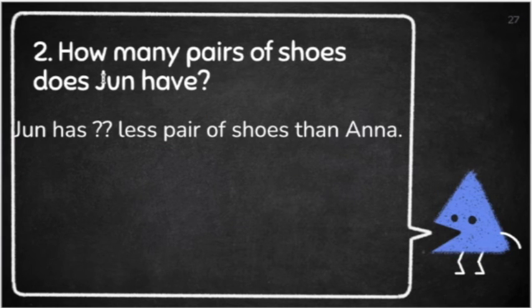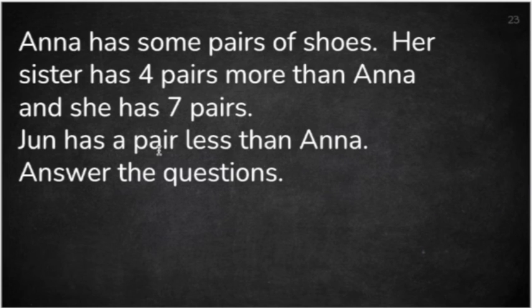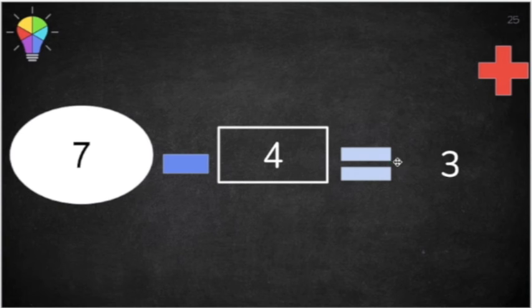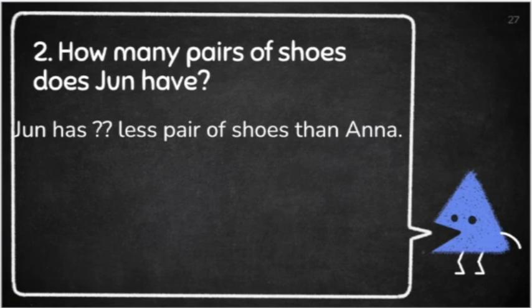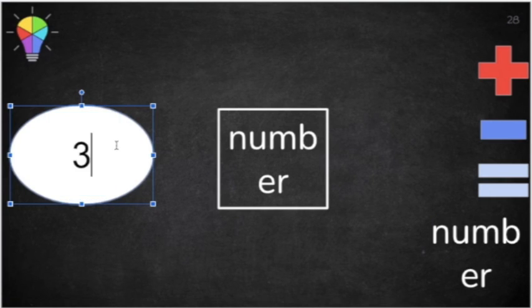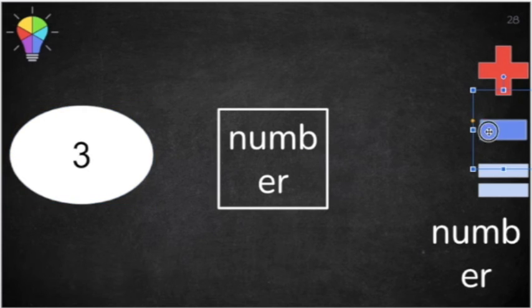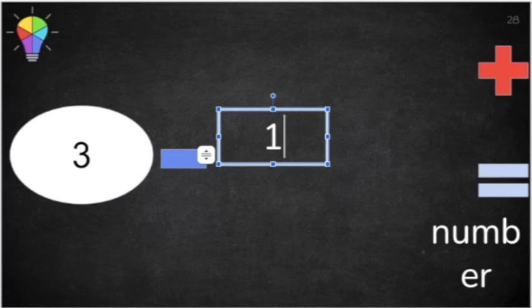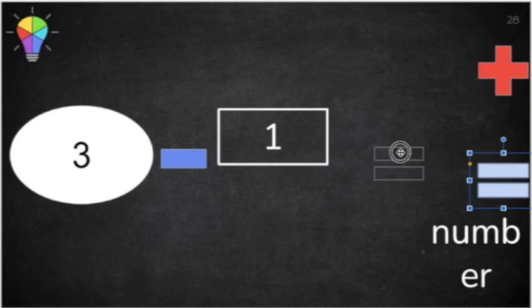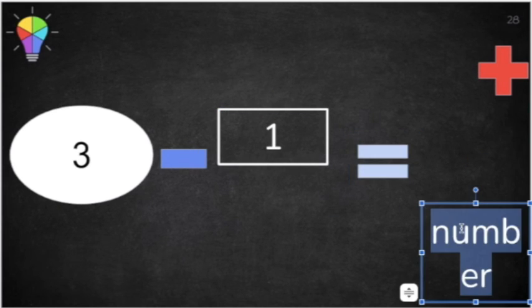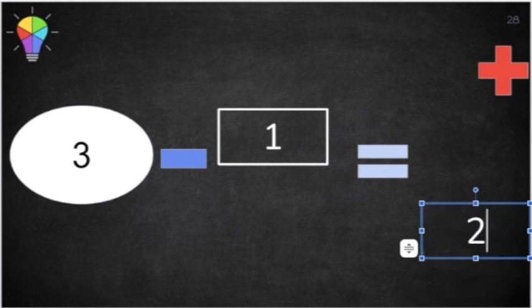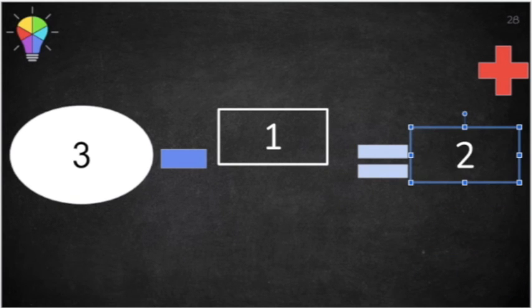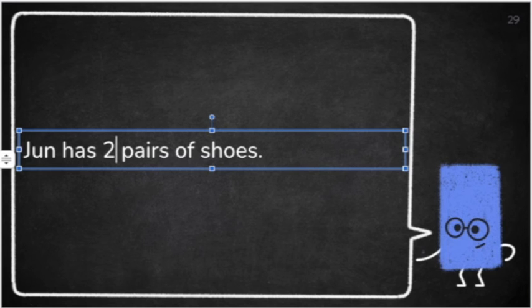How many pairs of shoes does June have? June has a pair less than Anna. We know that Anna has 3 and June has a pair less. Less means minus. A pair means one pair. So 3 minus 1, that is 2. So June has 2 pairs of shoes.